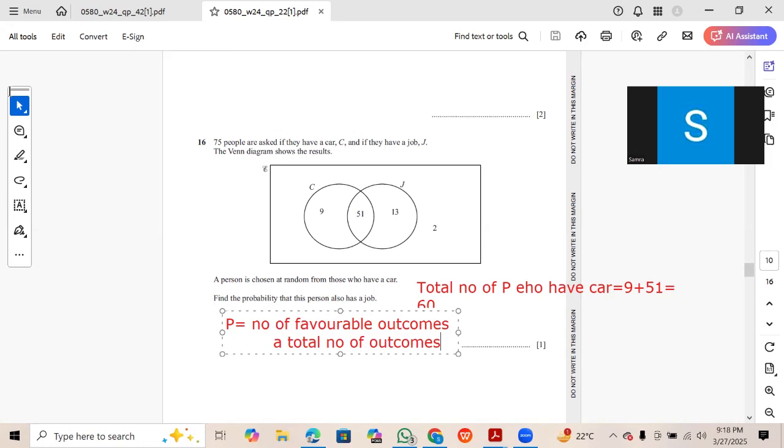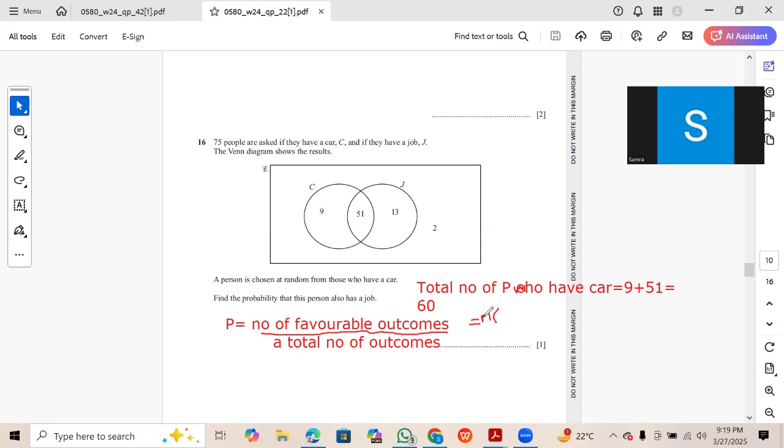So tell me about the number of favorable outcomes here. This 9 means plus 51. No, number of favorable outcomes. That was the number of people who have... I made a mistake. Who have car. Who have only car. So number of favorable outcomes, this 9, this will be 51.